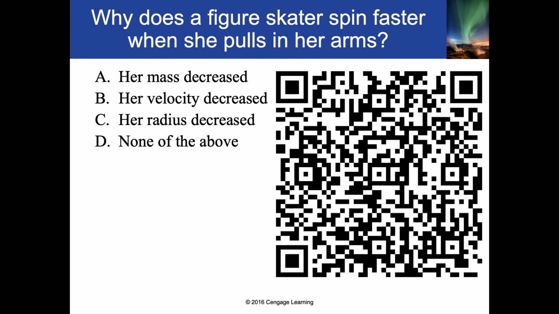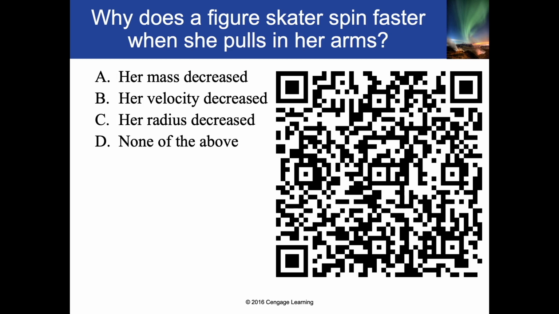All right. Let's see how people have answered this question, and then we'll go to our last slide. Figure skater. There it is. Everybody's responded. Uh-oh, what happened here? Not everybody answered correctly. The answer is, in fact, C. Her arms went down, pulled together, so her radius decreased. That's why she gets faster.